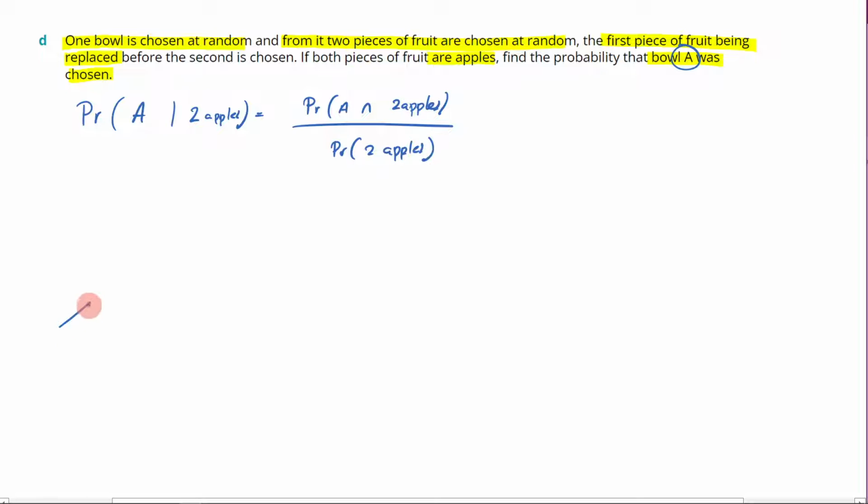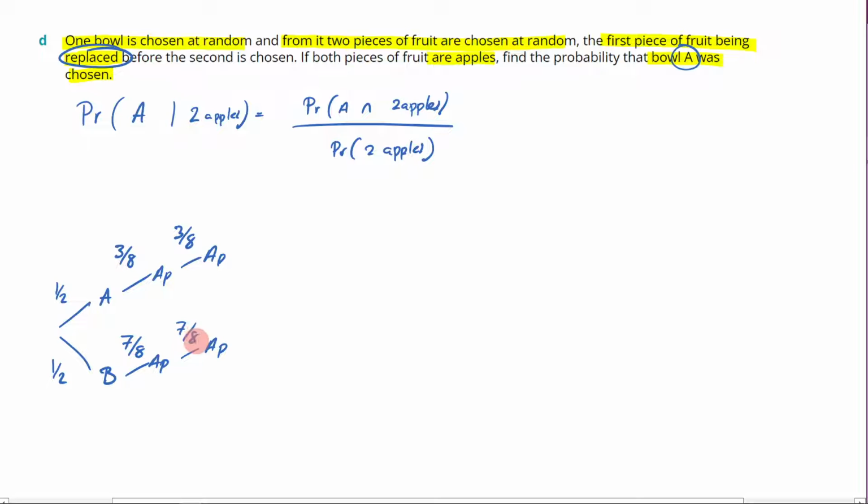We can think of our tree diagram here. So we've got either bowl A or bowl B. There's a 50-50 chance of getting either one. We only care about the apples, so let's just put the apples in. We don't care about the oranges. It's important to remember that replacement is occurring here. So for our first one, we have 3 on 8. And then for our next one, we have 3 on 8. And then for this one, it is 7 on 8. And then because it's replacement, it's 7 on 8 again. So because we're putting it back in, it all stays the same.